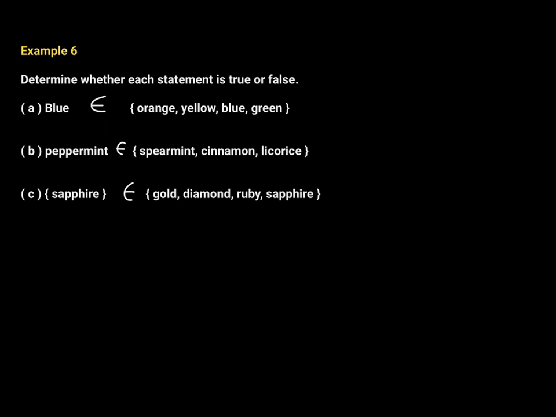Okay, this is a true or false kind of example. Determine whether each statement is true or false. All right, blue. The element blue is an element of this following set. Is it true? Yes, it's true because blue is listed in the set. Therefore, blue is a member of the set. So this one's true. It's that simple, folks. Basically, do you see blue inside this set? Yes. So it's definitely an element of the set.